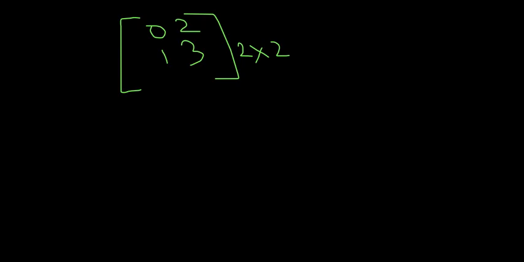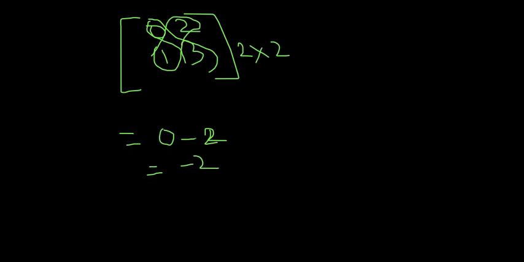Now, how do you solve it? The first thing you're going to do is multiply these two, and if you multiply them, the product will be 0, and then after that, you're going to multiply these two, and the answer will be 2. And so your solution here for this problem will be minus 2.